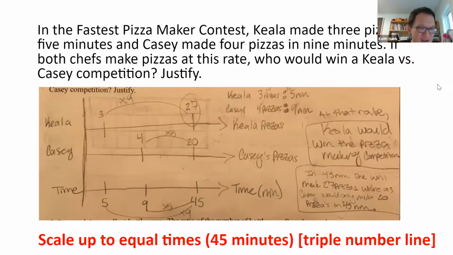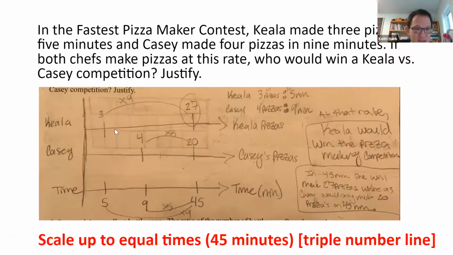This blew my mind, right? This is not something I taught my students. This is something that the student pretty much invented. She made a triple number line on her test, right? So why not, right? Covariation. This is like trivariation. So you can see Keela, Casey, and time.